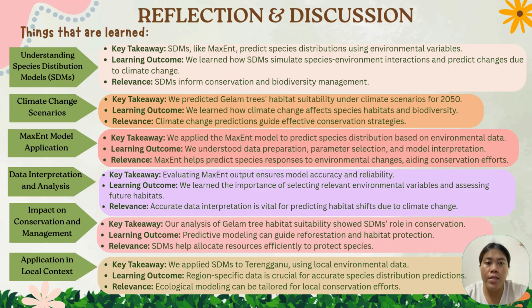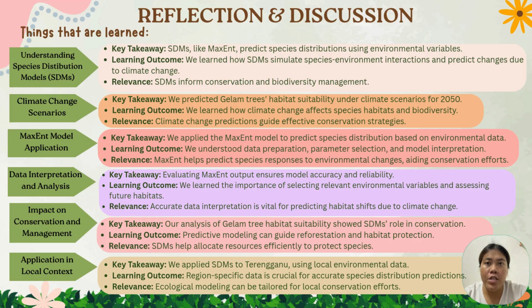Today I want to talk about the things that we learned from ecological modeling. First, understanding species distribution models, SDMs. SDMs, like MaxEnt, help predict species distribution by analyzing environmental factors. We learn how these models simulate species-environment interaction and how climate change can shift this interaction. SDMs are essential for making informed decisions in conservation and biodiversity management.